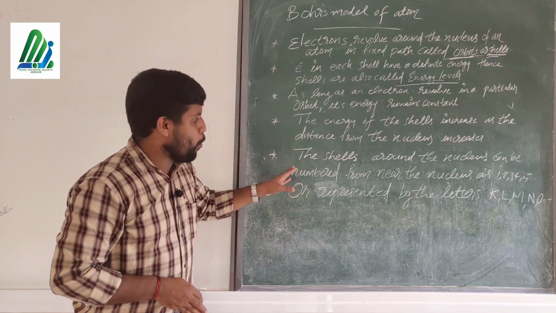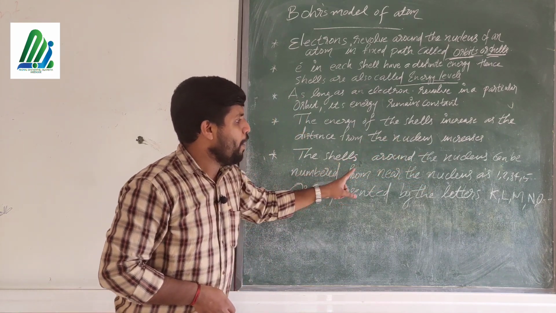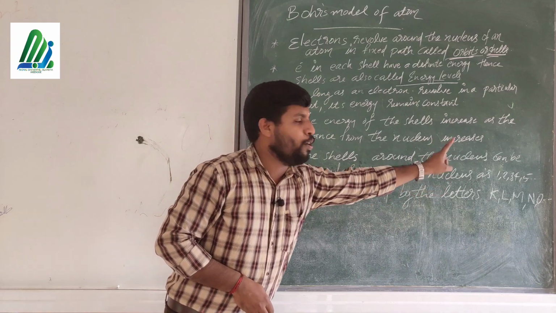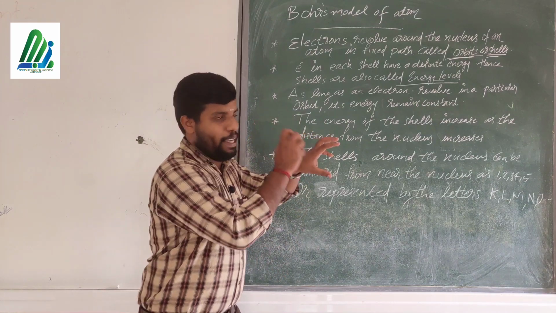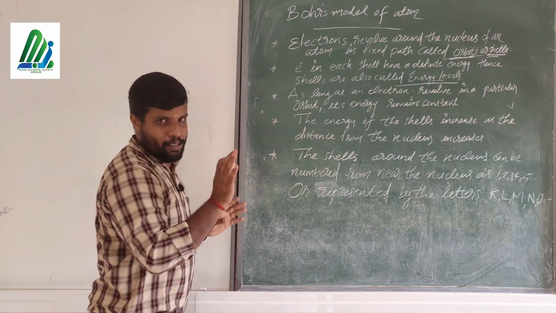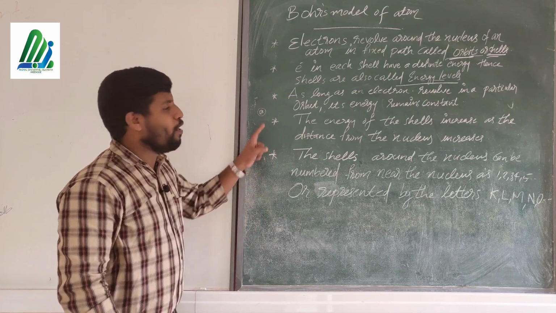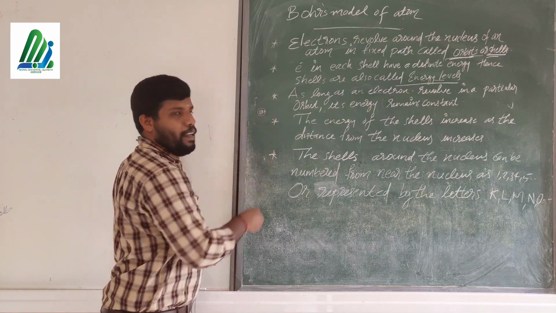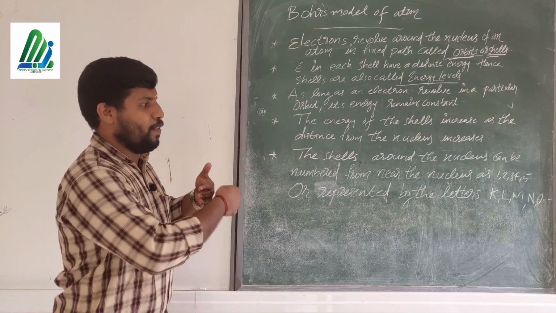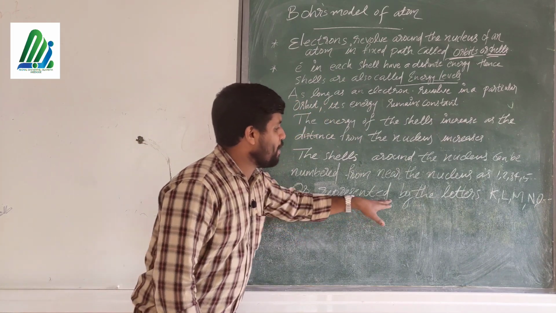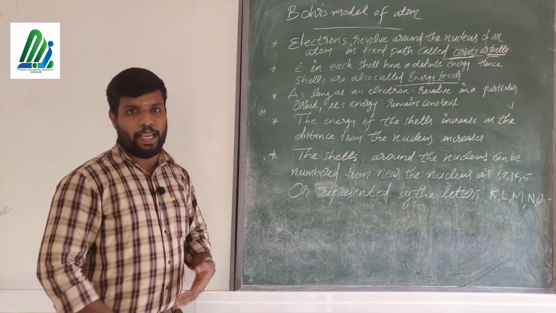The last point is that the shells around the nucleus can be numbered from near the nucleus as 1, 2, 3, 4, 5, etc. That means if the center is the nucleus, the shell nearest to the nucleus is the first shell. Then the second one, third one, fourth one, like that. The number increases 1, 2, 3, 4, like that. Then they are also represented by the letters K, L, M, N, O, etc. That continues.